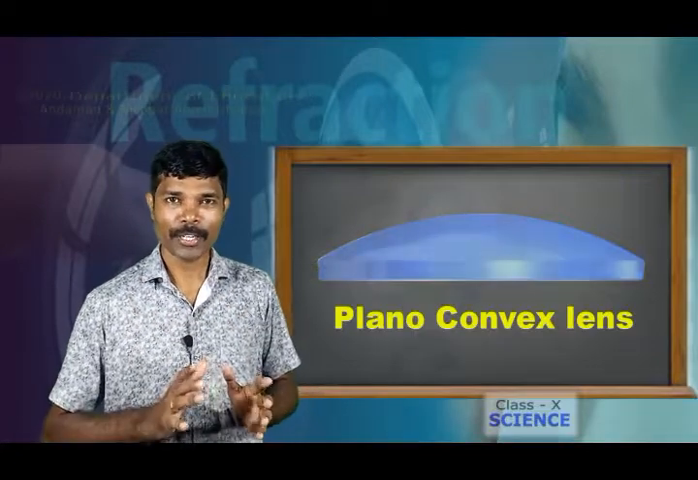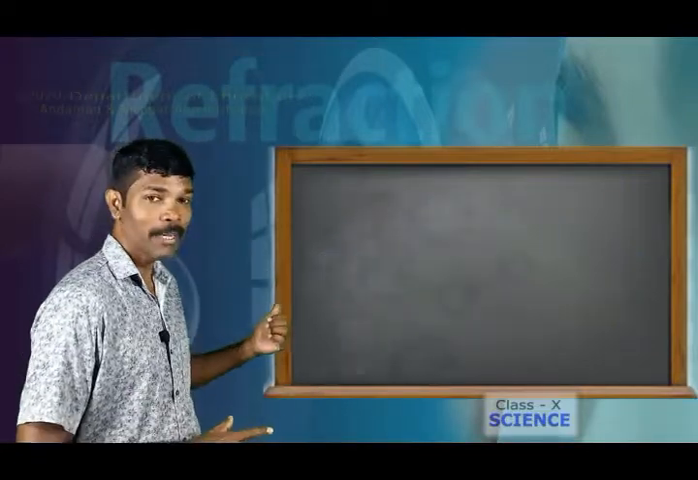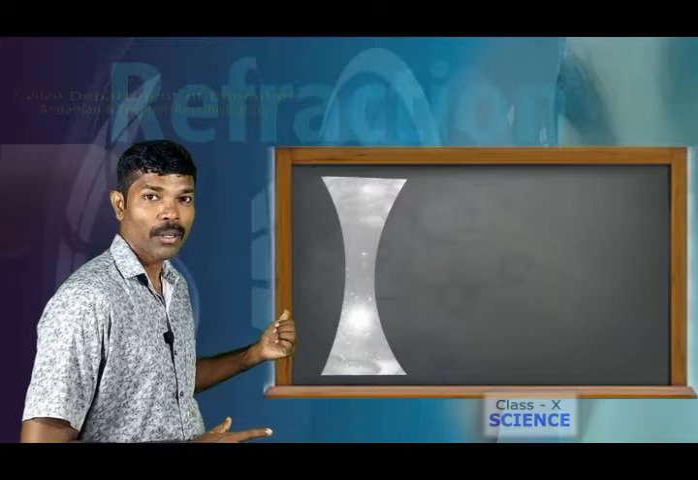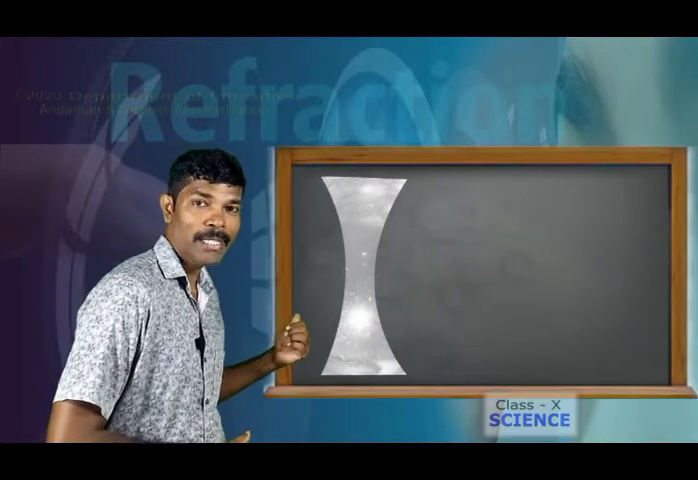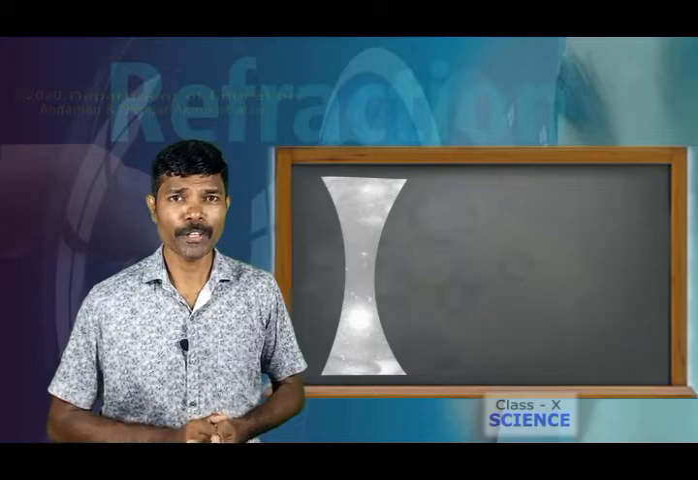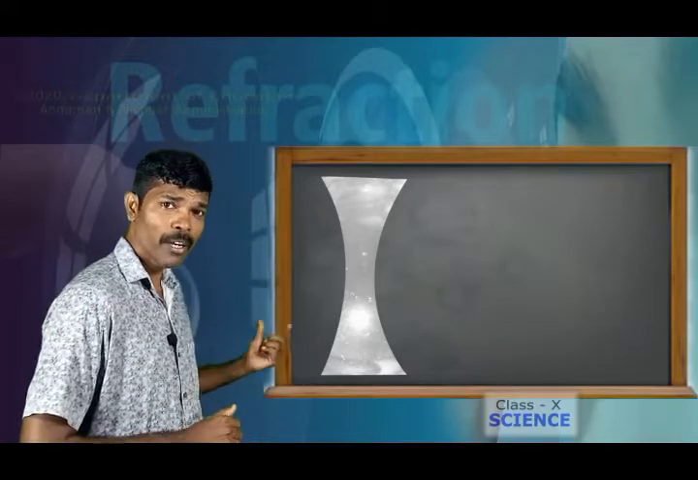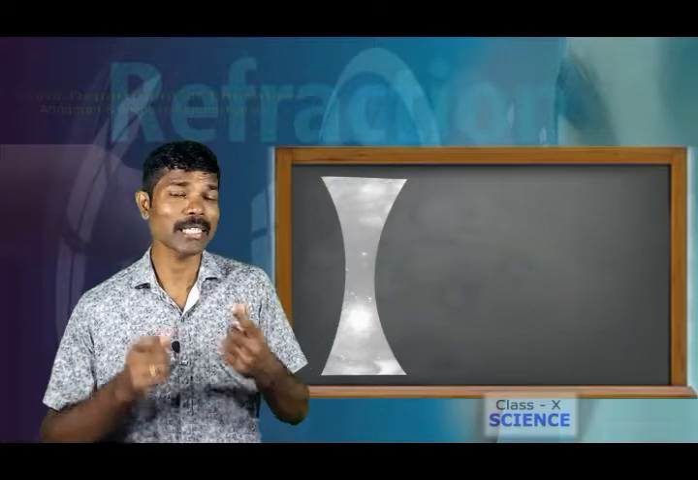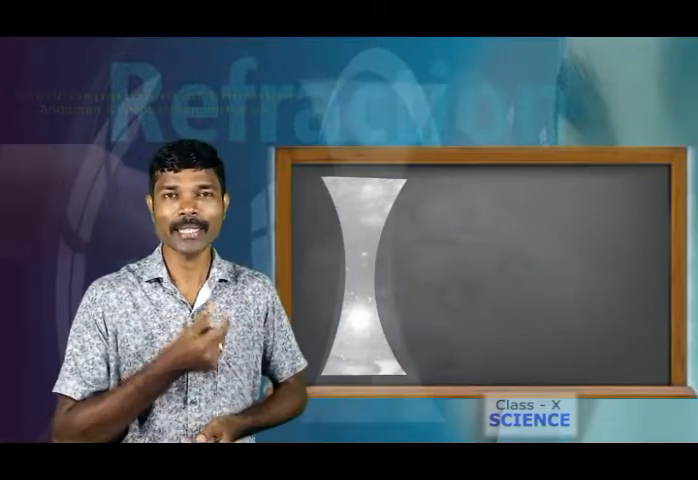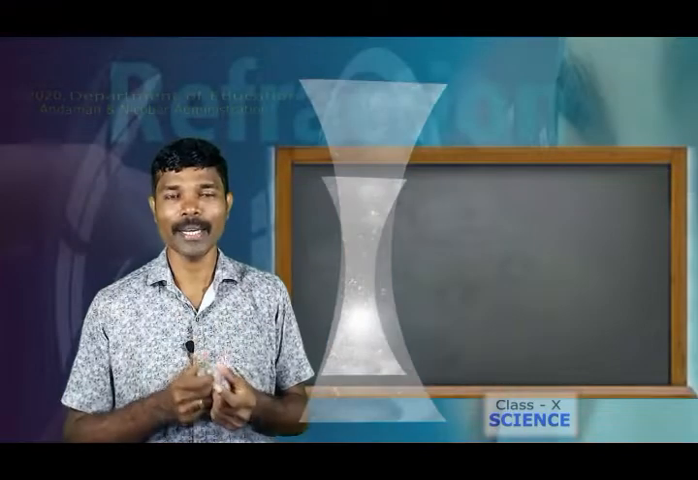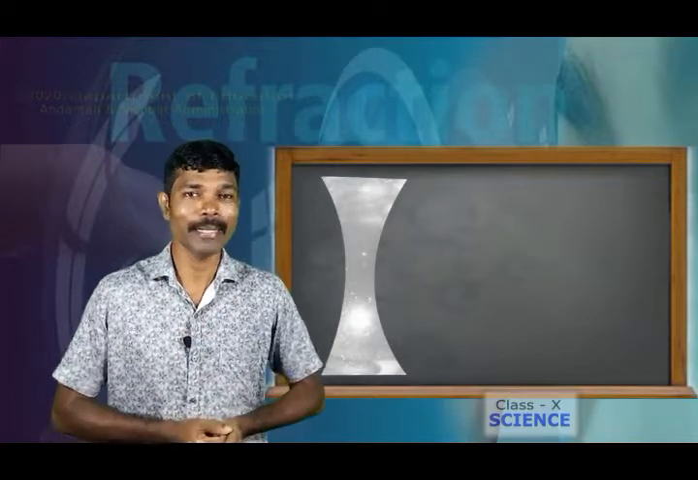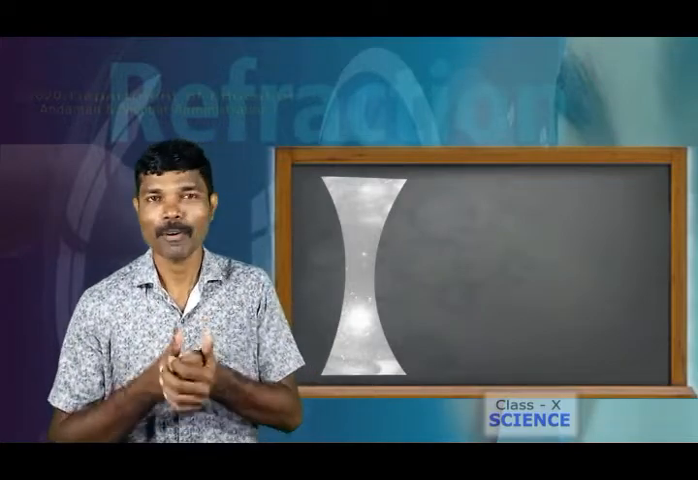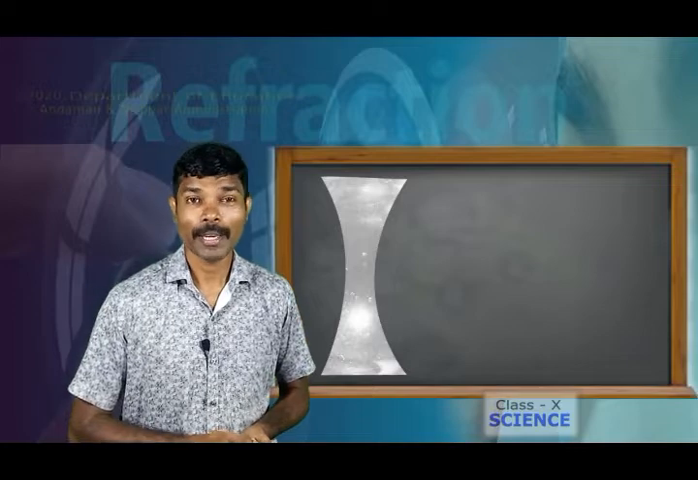Got it, children? Now we see another image in which it is also a lens, but the curved surface, if you carefully observe this lens, then at the edges you will find the thickness is more, whereas at the center it is very thin. So the lens in which the outer surfaces are thick and in the middle it is thin, such type of lens is known as concave lens.